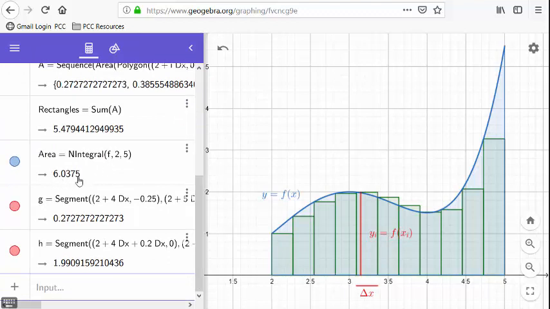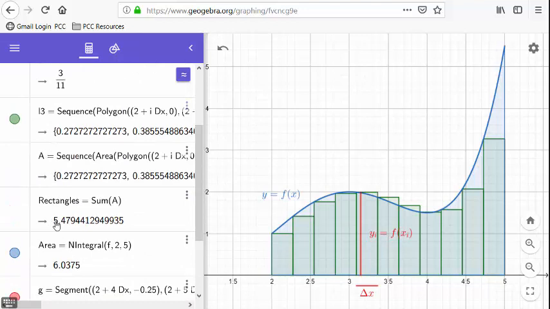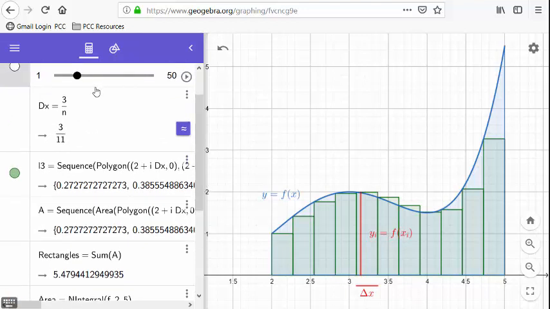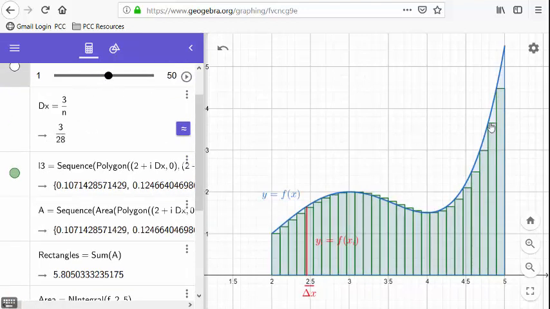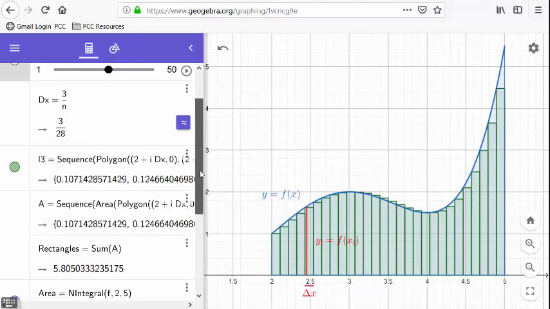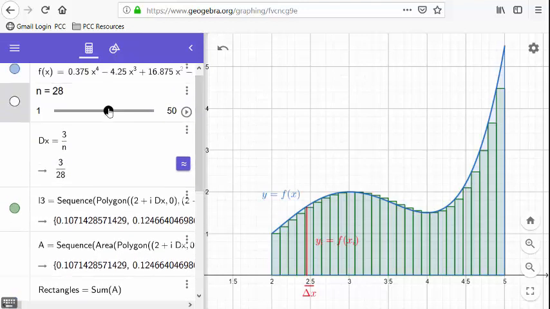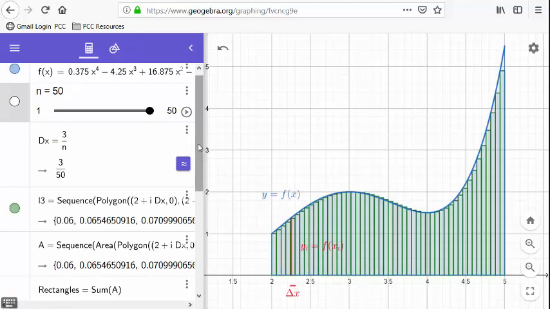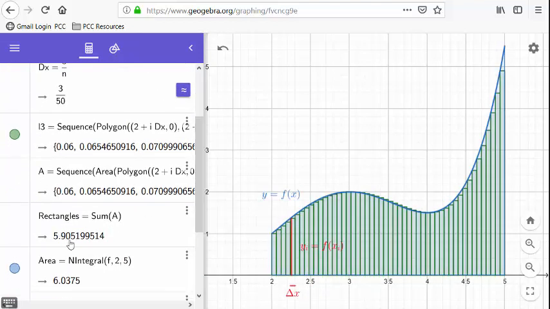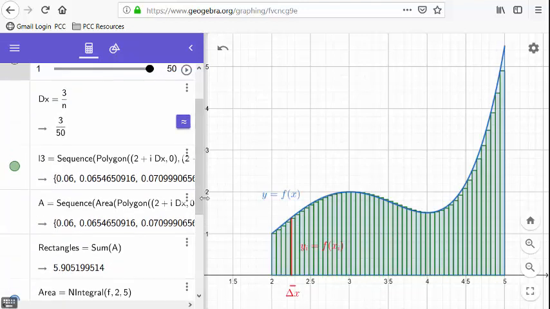And so that looks like 6.0375 here. That's the actual area, using an integral in GeoGebra, and here we're doing the rectangles. The sum of their areas is 5.47, so it's a bit of an underestimate there. As we increase the number of rectangles, we see that the underestimate should be getting a little bit better. Now the sum of my rectangles is 5.805, which is definitely closer to that integral. Let's take this all the way up to 50, and we see that we're only 0.1 beneath now. So that's what we're doing in practice.